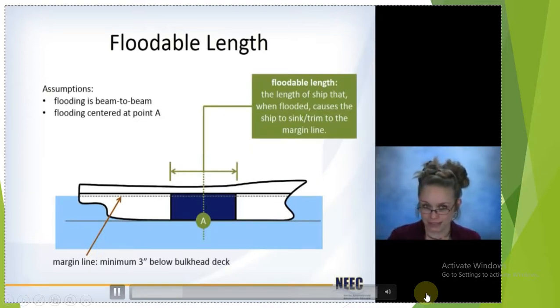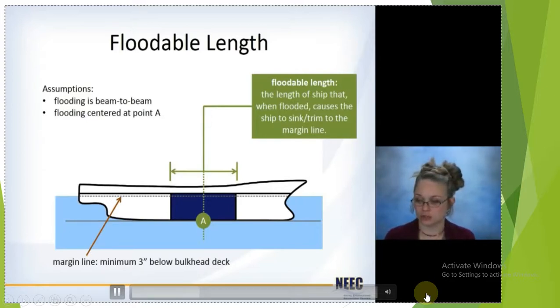Floodable length is kind of a weird concept, so I've got some pictures here that hopefully will help make sense. In general, the floodable length is the length of the ship that, when it's flooded, will cause the ship to sink and trim such that the margin line is immersed in the water. The margin line is an imaginary line. It is a minimum of 3 inches below the bulkhead deck. It's like a bulkhead deck with a factor of safety put on top of it. So if the margin line is submerged, that's the maximum amount of flooding that the ship can handle before it sinks.